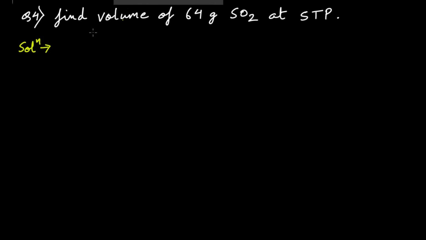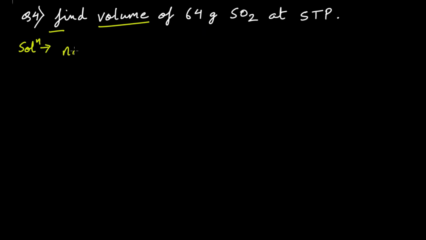Now in this question, you have to find volume of 64 gram SO2, sulfur dioxide, at STP. Find the volume of 64 gram of SO2. In the previous question, volume was already given. You have to find the mass. In this question, mass is given. You have to find the volume. So in this case also you will use both the formulas.